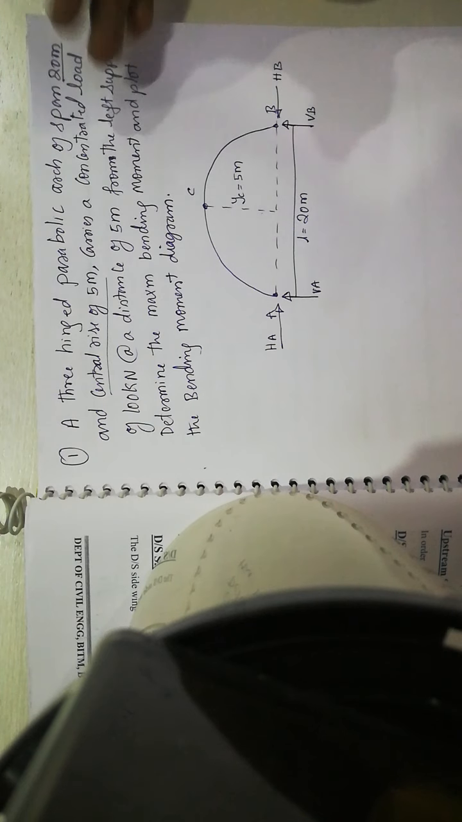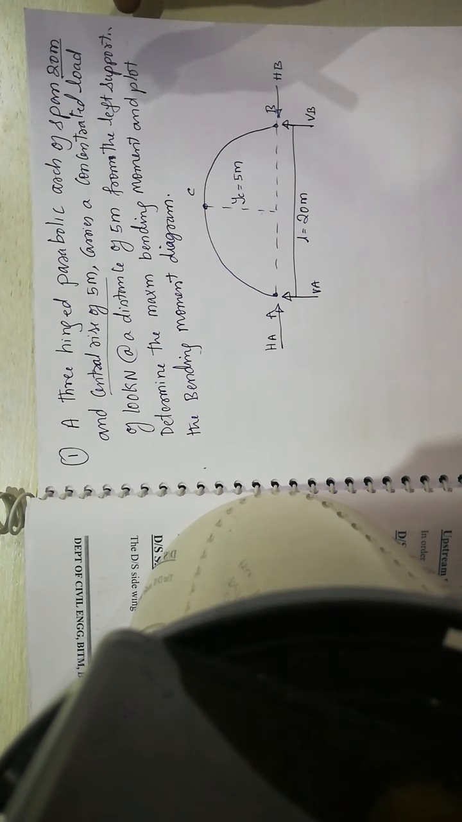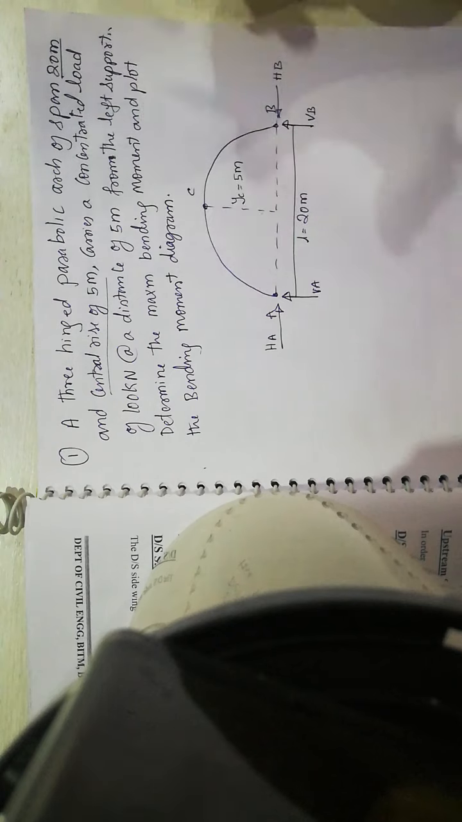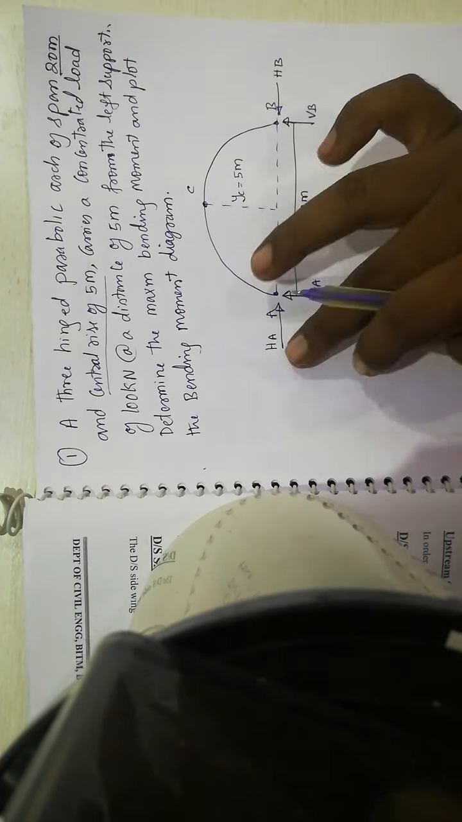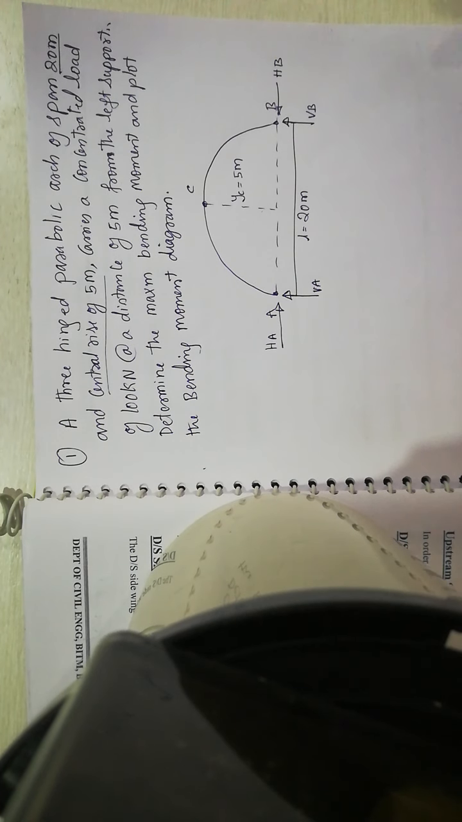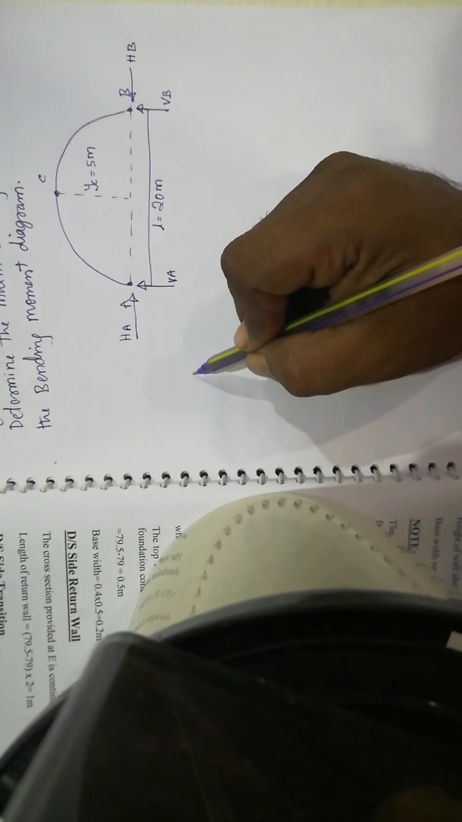Sometimes they will give the diagram, sometimes you are supposed to draw the diagram. So depending upon the given data, I have drawn the diagram here. For this we shall find the reactions first before going to bending moment diagram. To find these 4 reactions we have 4 equations. The first equation is sigma H is equal to 0. If I apply this equation, we have two forces in x direction, that is HA and HB.